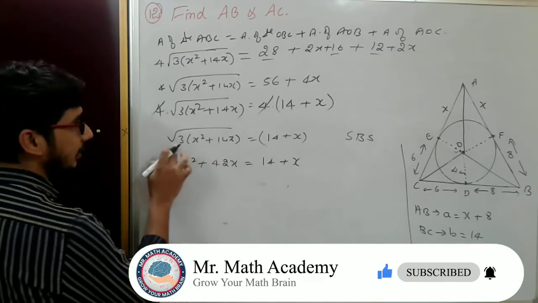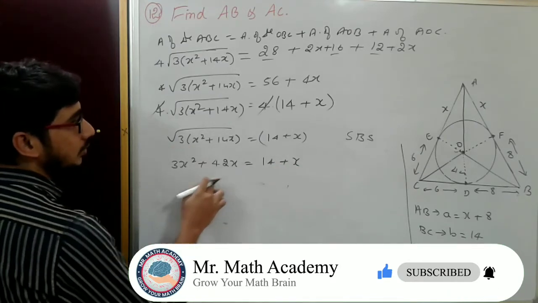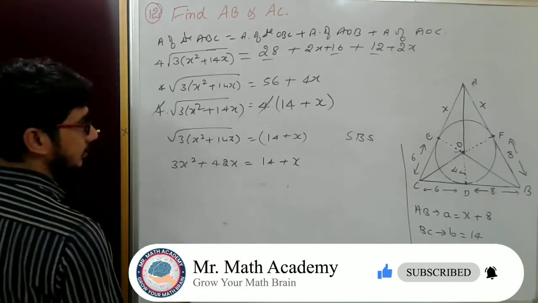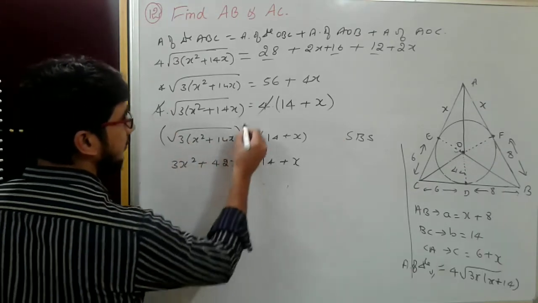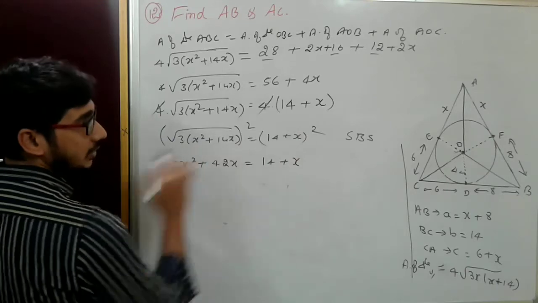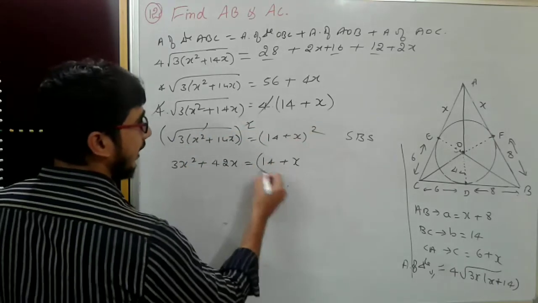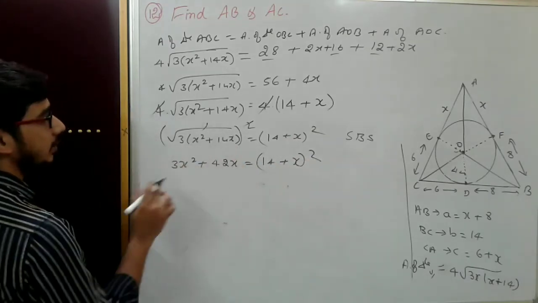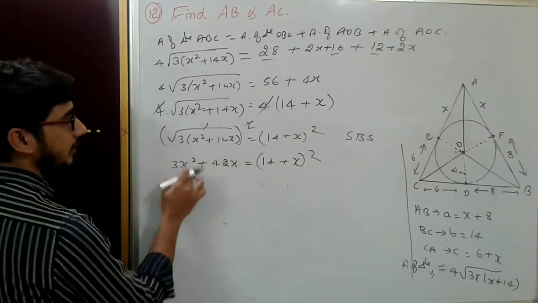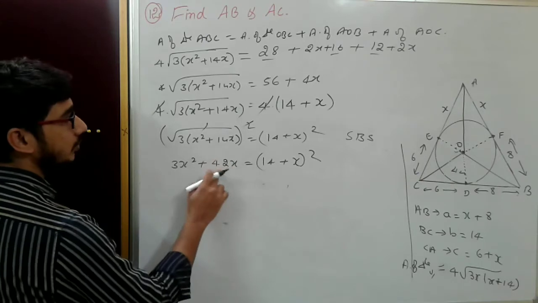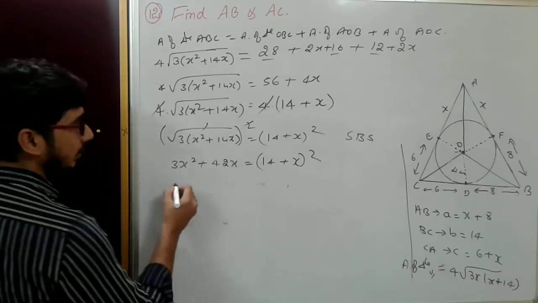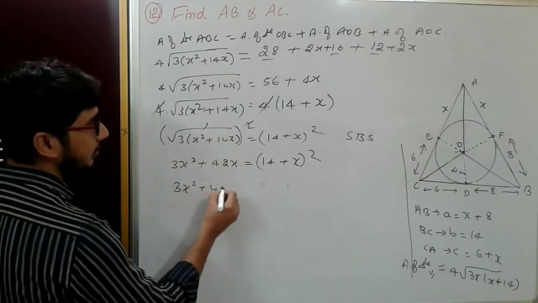See what I did, I just multiplied this number here, square root on both sides, right? So if I take square root on both sides, what will happen? Square and root will get cancelled. So this one will be as it is. So what I did here: 3 into x square, 3x square, plus 3 into 14, 42x, as it is. Now 3x square plus 42x as it is.